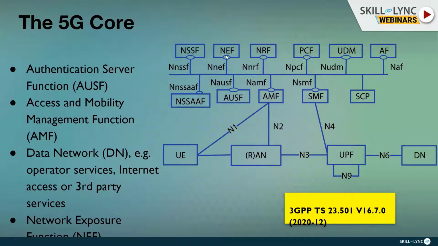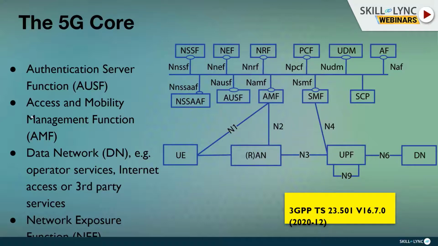So this is exposed to the other network, and the network repository function helps to document what services are provided by which node. So these are the complete functionality. Now in 5G core, we talk about only functionality, not the nodes. However, in 4G core, we used to talk about the nodes. So these are the complete functionality.